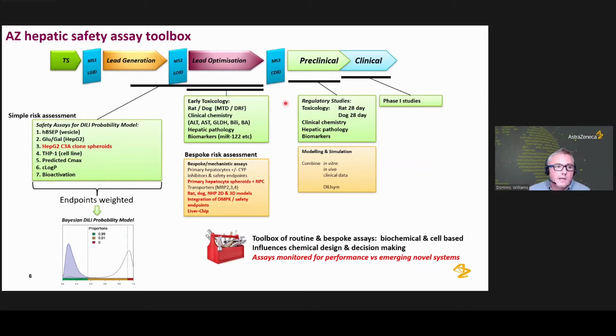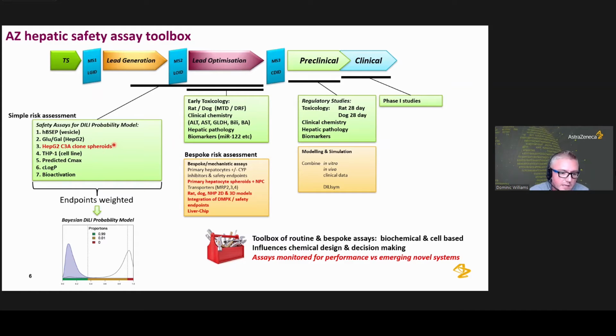This is the AstraZeneca hepatic safety toolbox, and this is the simple risk assessment which I mentioned previously. And this consists of 7 different inputs, and these can be assays such as BSEP inhibition, the bile salt export pump inhibition, cytotoxicity in glucose and galactose, which assesses for mitochondrial toxicity.